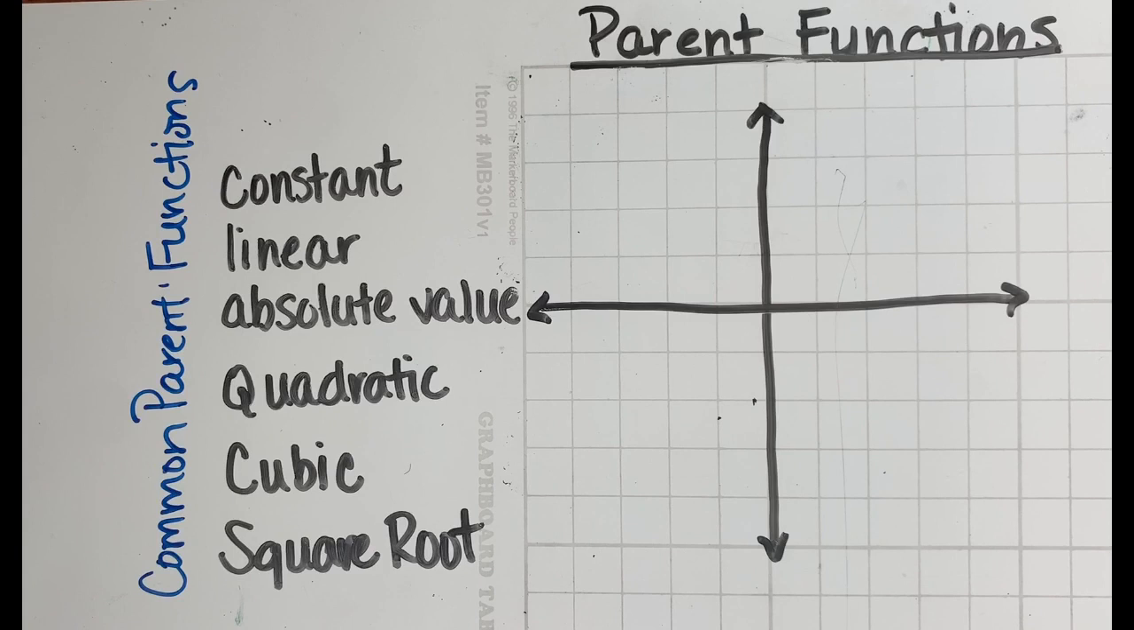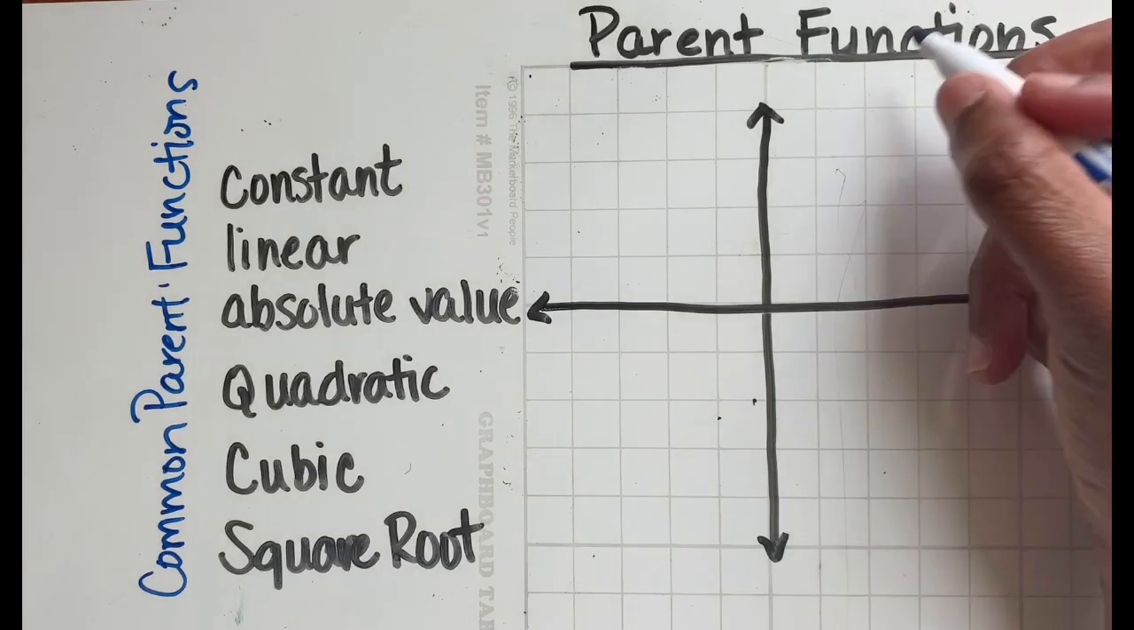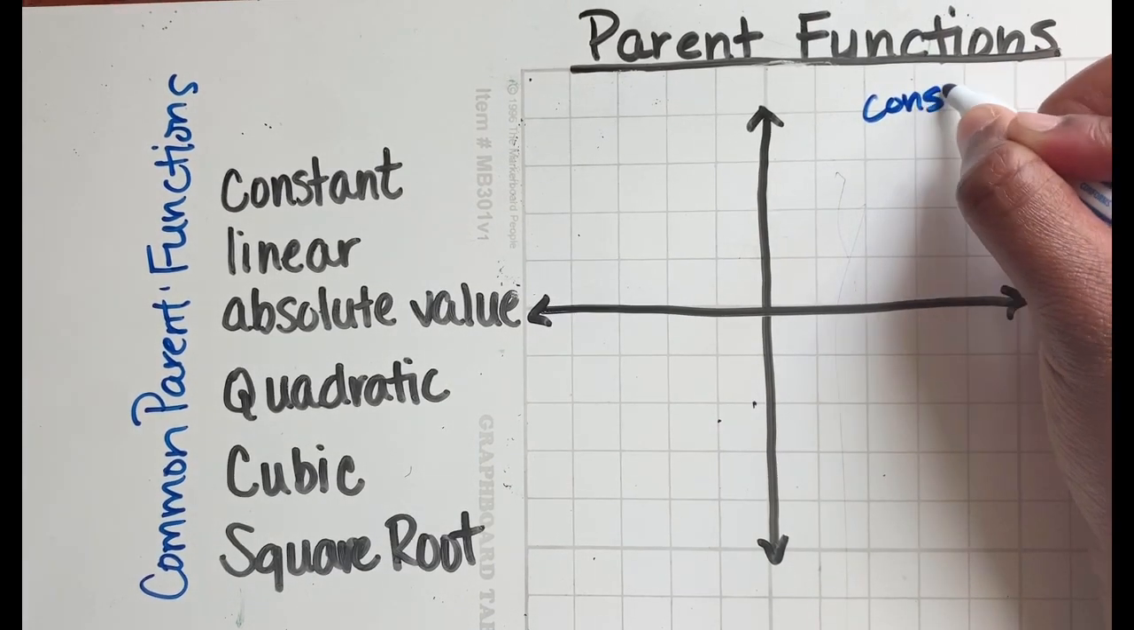Okay, now we're going to talk about 6 different parent functions, and these are most common. We have constant, linear, absolute value, quadratic, cubic, and square root. First one we're going to talk about is the constant function. So this over here, we're going to talk about it.